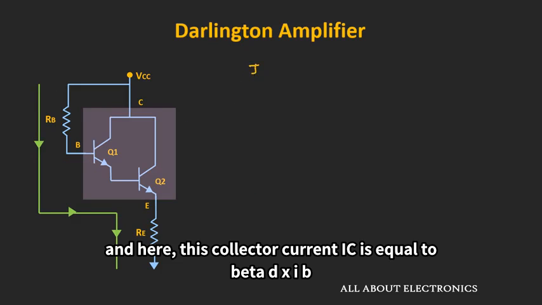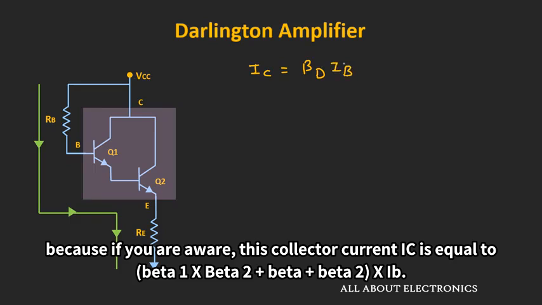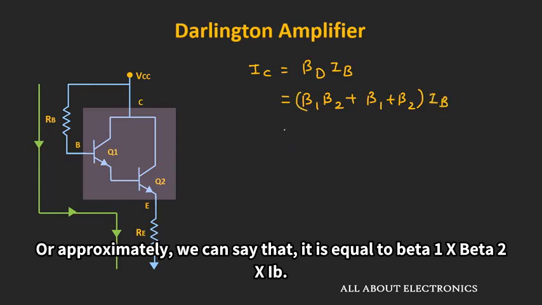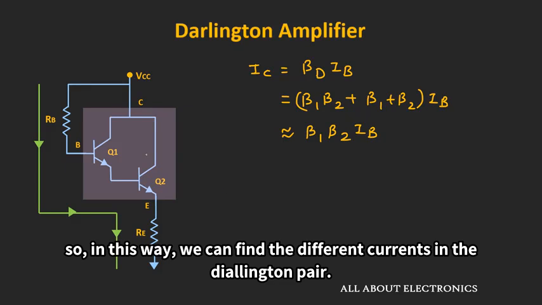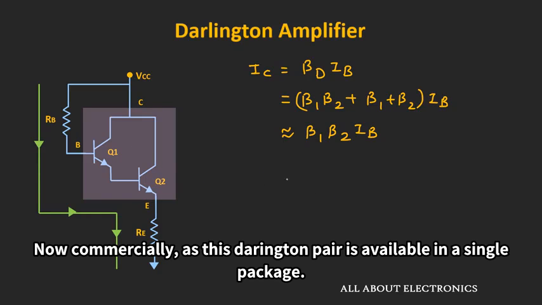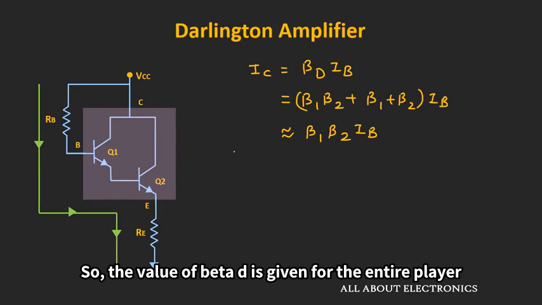Here the collector current IC is equal to beta D times IB, because if you are aware, the collector current IC is equal to beta 1 times beta 2 plus beta 1 plus beta 2 times IB, or approximately it is equal to beta 1 times beta 2 times IB. In this way we can find the different currents in the Darlington pair. Commercially, as this Darlington pair is available in a single package, the value of beta D is given for the entire pair.